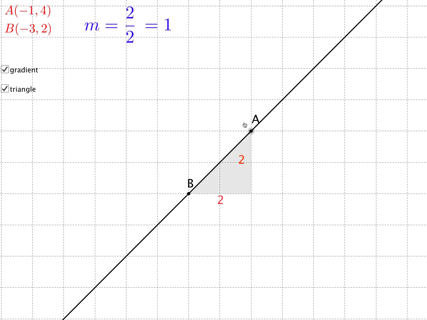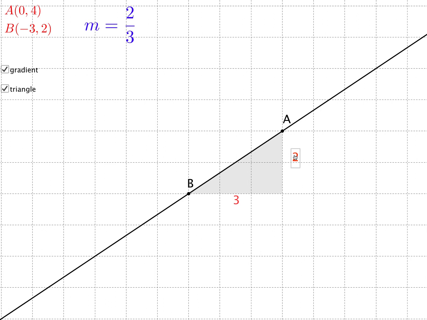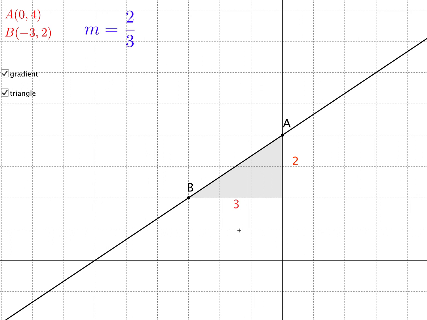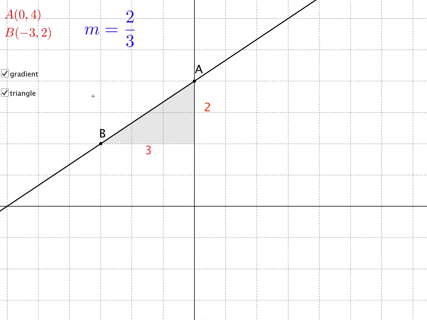Now the next thing is to look at coordinates. So if I put the axes on here, and there's the coordinates up here, A is 0, 4, B's negative 3, 2. The components come from the difference in the y coordinates, 4 minus 2, top line 2, and 0 minus negative 3, bottom line 3.